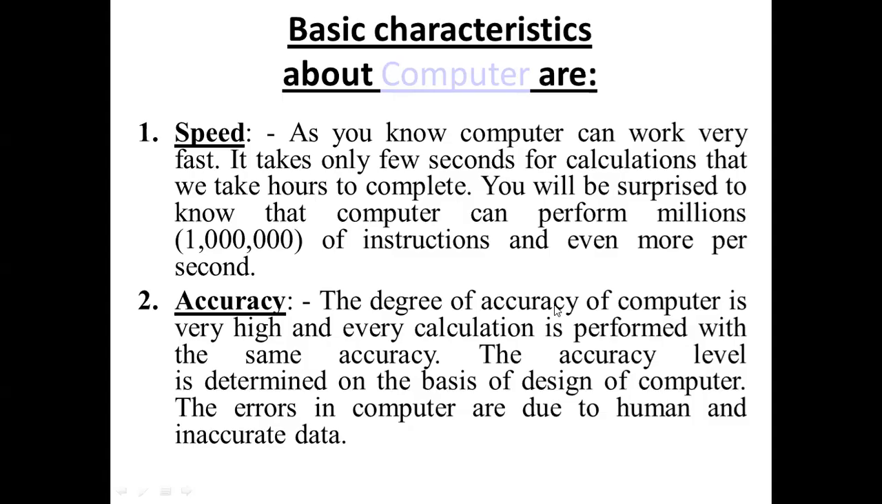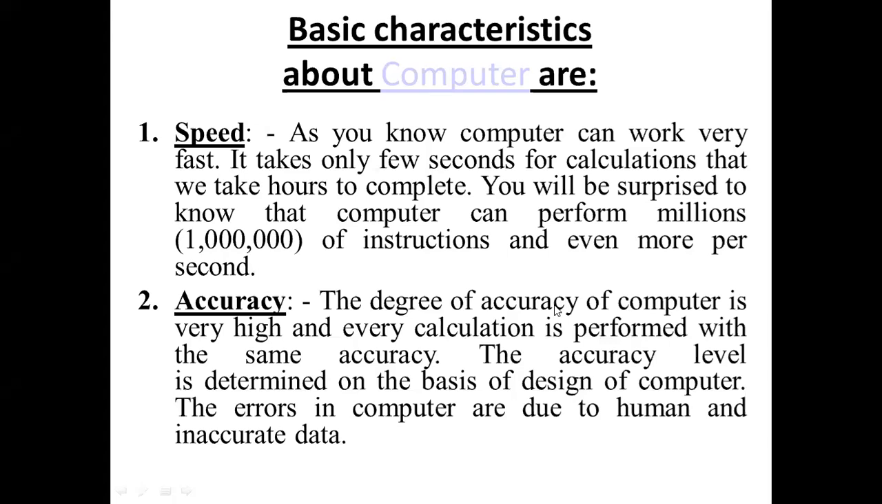Second is accuracy. Accuracy means correctness. If one task is done by a human being, there is a chance of mistakes, problems, or error. But we always ensure that if some task is done by the computer, it should be correct, updated, and accurate. The degree of accuracy of computer is very high. It means correctness of computer is very high, and every calculation is performed with the same accuracy. It does not mean that if I write C++ code or any code of 10 lines, then it is correct only. You can go for any lines of code, and no matter what the length of the code, it will always be correct.